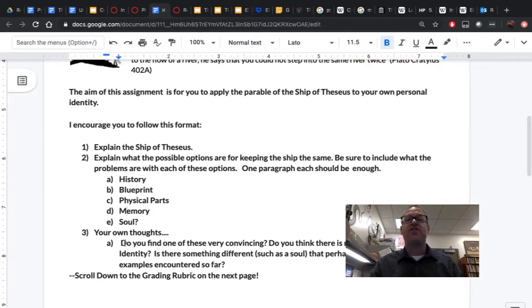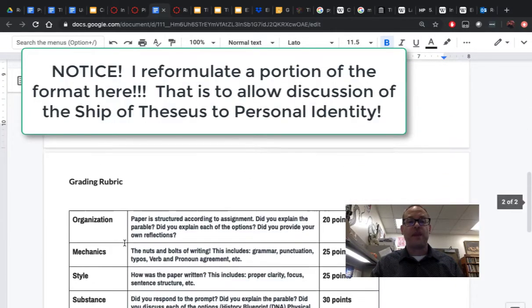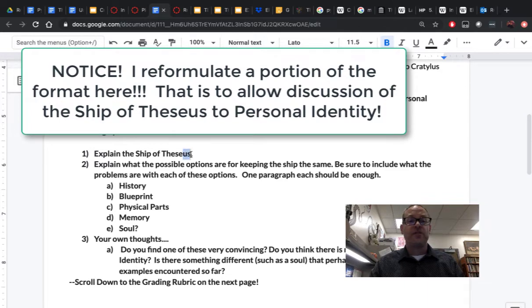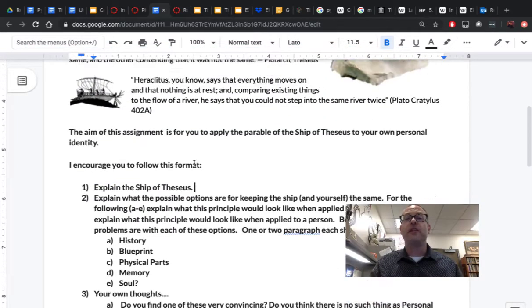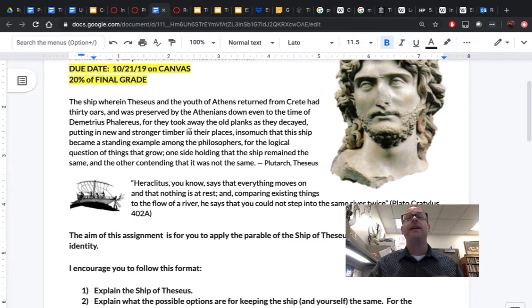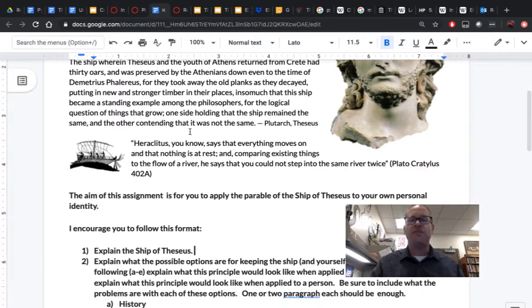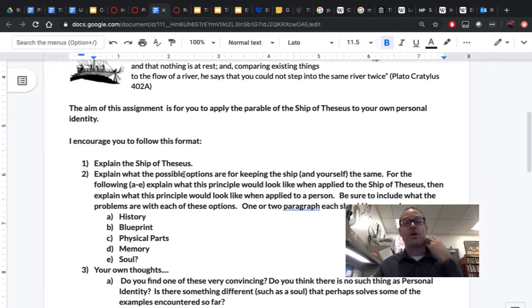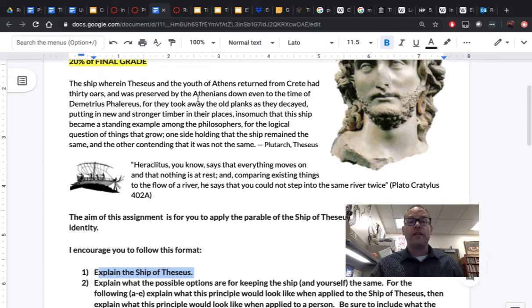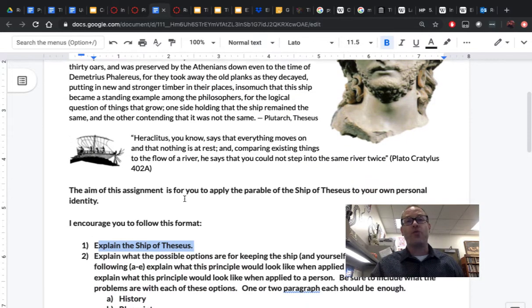So, here's the format that I encourage you to use in this paper. First off, your very first paragraph, explain the ship of Theseus to me in your own words. Sometimes students overlook the importance of this section. It's important that you explain to me what the story is, because the story will then become the basis for your conceptual analysis in the next part of the paper. So, talk to me about Plutarch's story and do so in your own words.